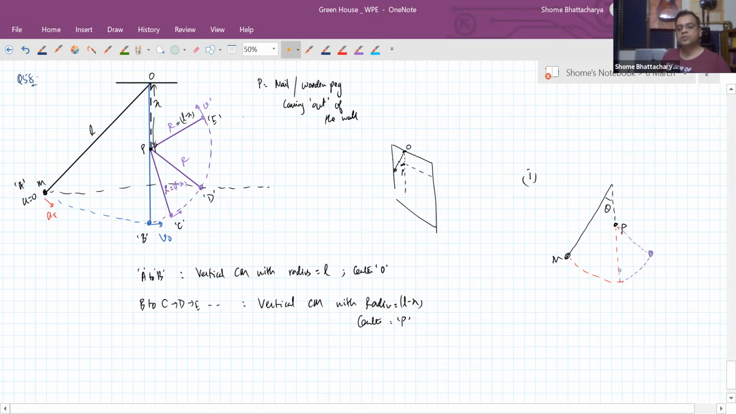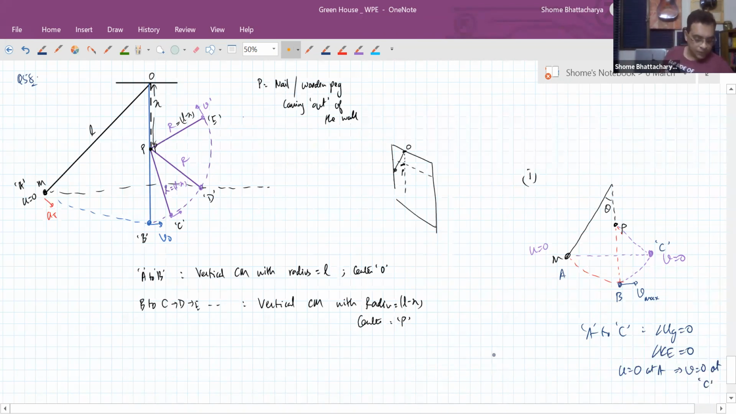But the moment it reaches this position here, it will again stop, because of work energy. So A to C, you can see that change in potential energy is 0. So change in kinetic energy should also be 0. So U is equal to 0 at A, which means that it will be equal to 0 at C, which is at the same vertical level. So that is what the first part is asking you to explain. Okay.